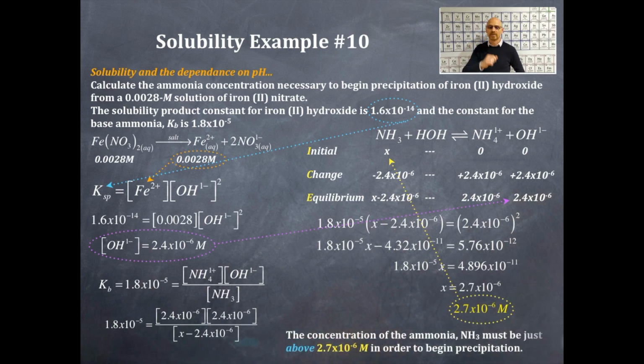Let me delineate this a little bit more. The concentration of the ammonia, that is the NH3, must be just above this value, that is 2.7 times 10 to the negative 6, in order to begin precipitation. So it could be 2.8 times 10 to the negative 6 would be an appropriate value, or 2.7001 times 10 to the negative 6 would also be an appropriate value. Anything greater than this. This is a very complicated problem. It's including common ion effect, it's including solubility, and it's including pH. You need to redo this video and try to do this problem all on your own.